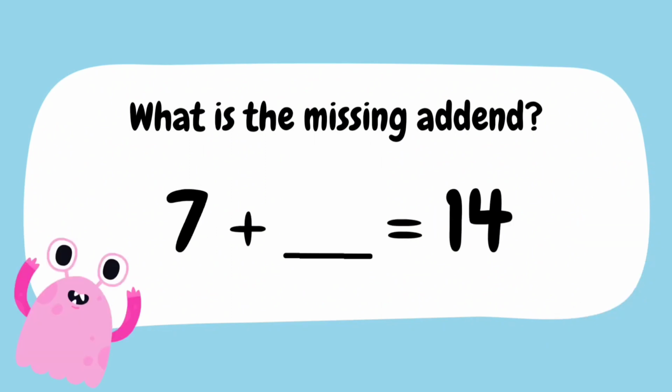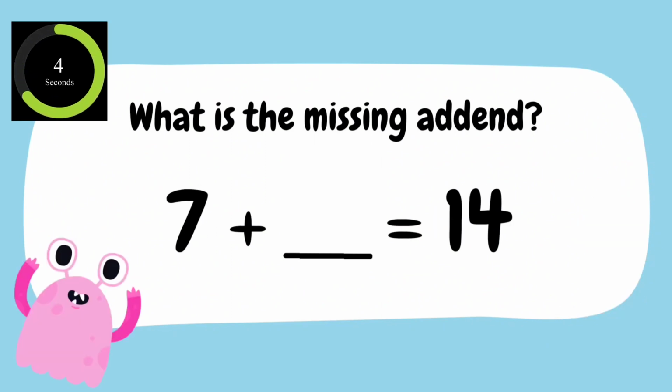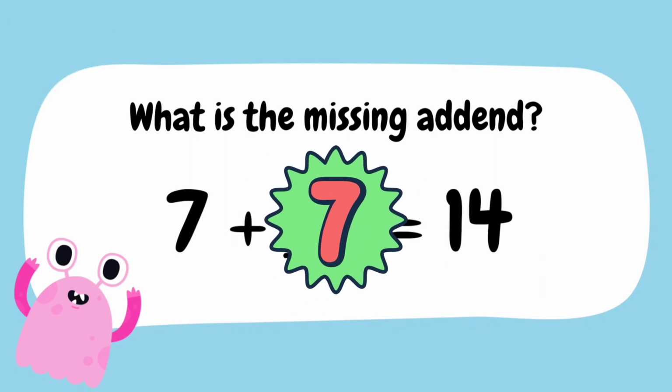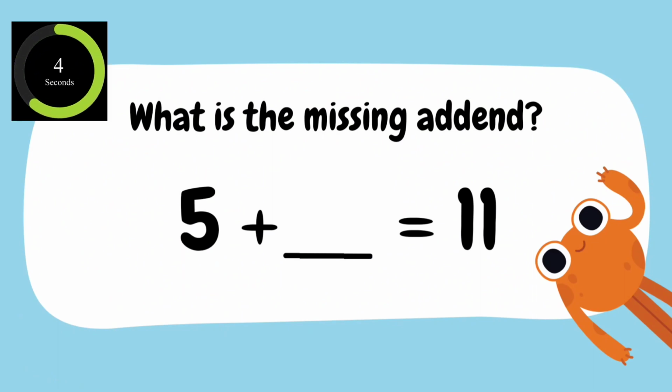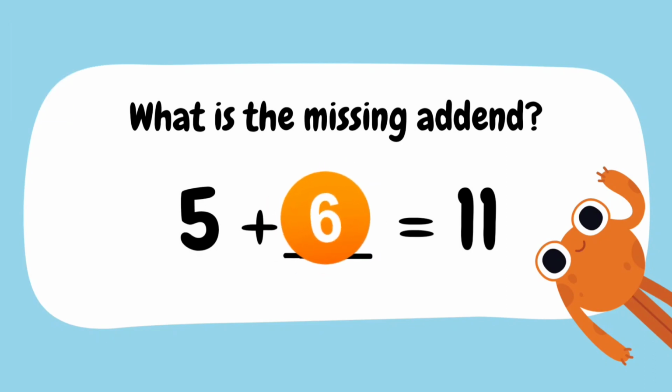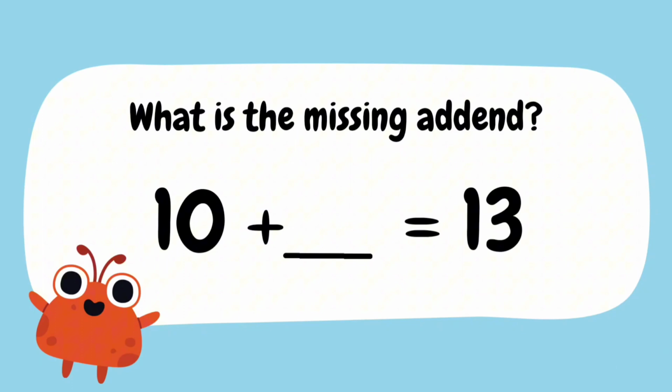Can you tell me the missing addend here? 7 plus what equals 14? And the answer is 7. What is the missing addend here? You need to add something to 5 to make 11. The answer is 6.